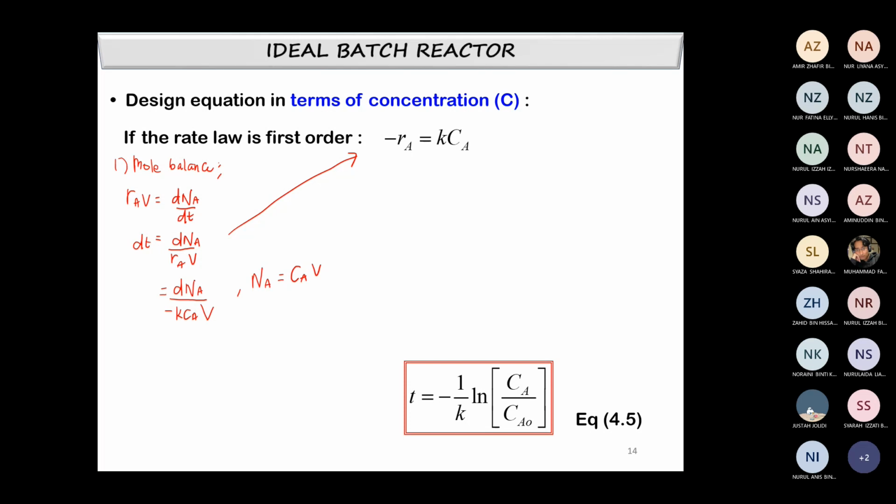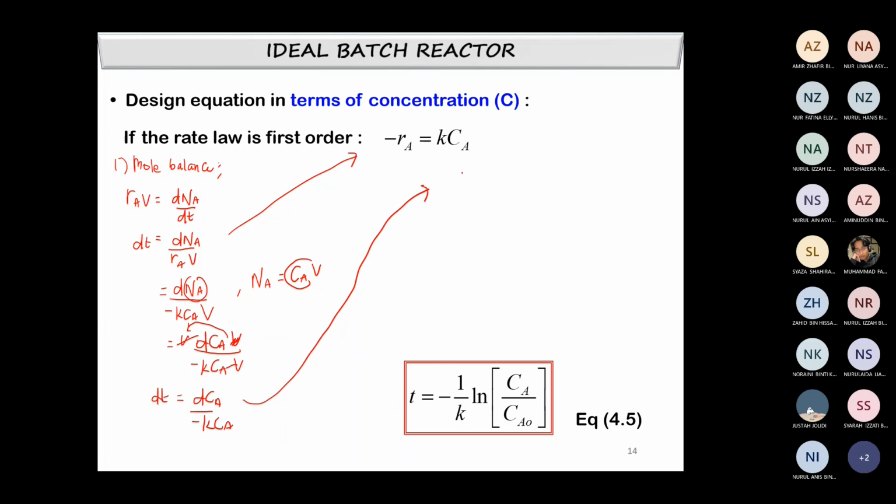Because we want to get it in the form of C only, we have to get rid of N. Just replace this one with this. So it becomes d(CAV) over negative kCAV. So the V we can cancel. This V has to be put outside because the volume does not change, so you cannot differentiate V. So this V is put outside, and we can cancel it. So what remains is dCA over negative kCA equal to dt. So from here we want to get it in terms of t only, so we have to integrate.